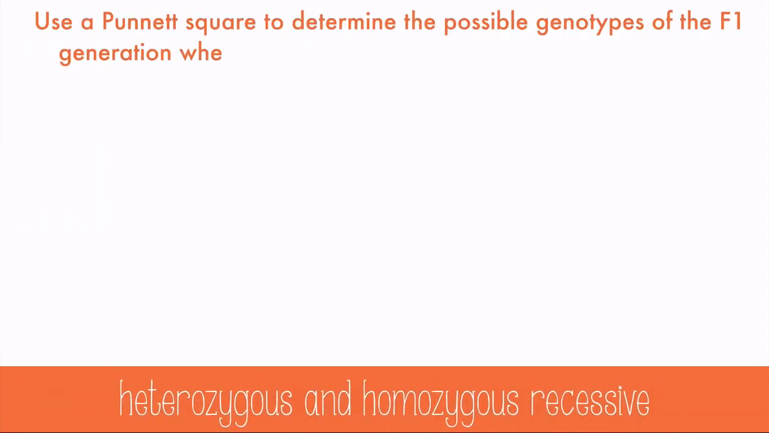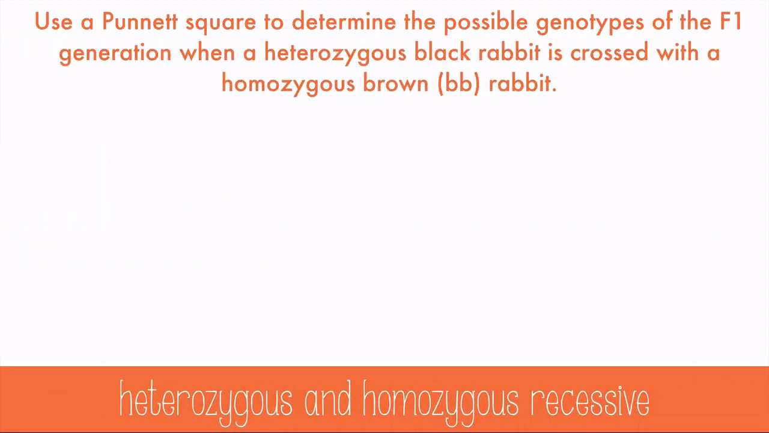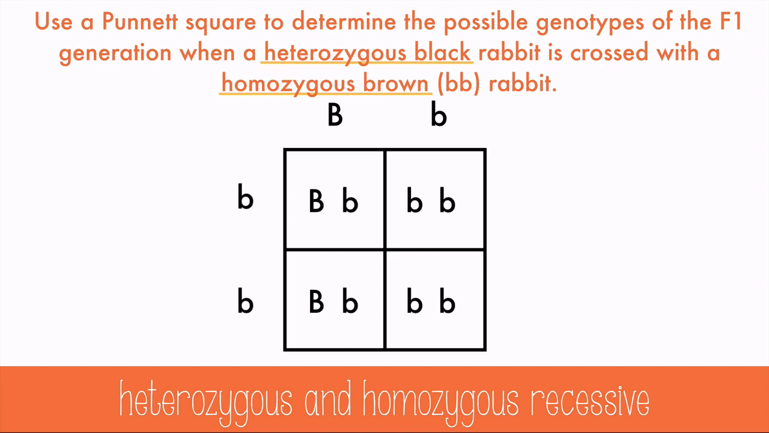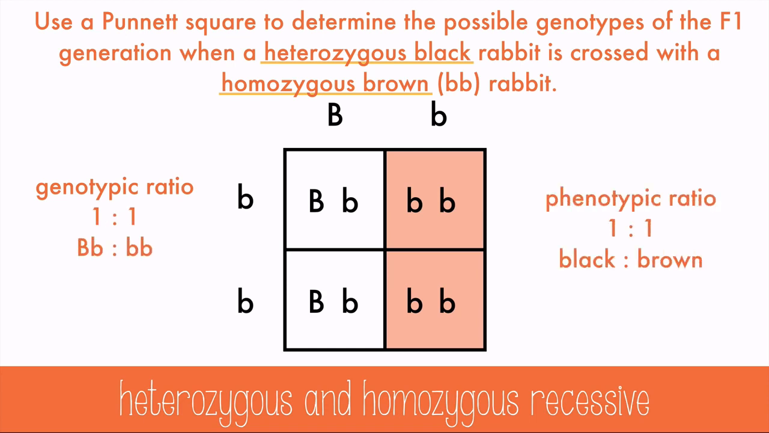Use a Punnett square to determine the possible genotypes of the F1 generation when a heterozygous black rabbit is crossed with a homozygous brown rabbit. Since brown is recessive, we know that black must be the dominant color. Cross the heterozygous and the homozygous recessive, and you get these results. 1-to-1 heterozygous to homozygous recessive, which means that we get a 50% black, 50% brown ratio.